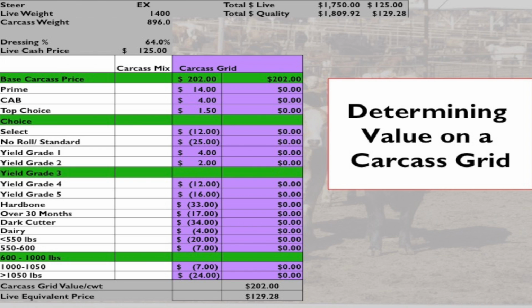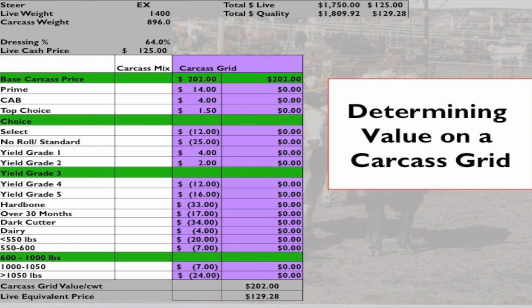The most common discount that is received in our industry are those cattle that grade select. So what would happen if we, instead of having a choice yield grade 3 carcass that weighed between 600 and 1,000, instead had a select yield grade 3 carcass that weighed between 600 and 1,000. Well, we're going to take off, in this particular grid, $12 for grading USDA select instead of the base grade of choice. So that carcass would receive, instead of $202, $190 per 100 pounds of carcass weight. So you can see how a grid is more on an individual animal basis, on a carcass weight basis, than it is the total pen or aggregate of the pen.